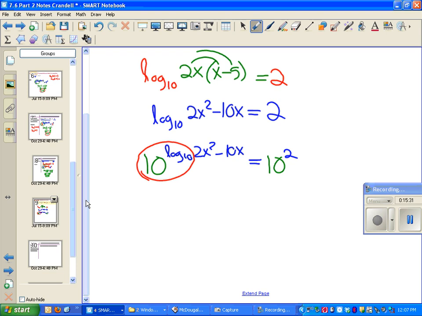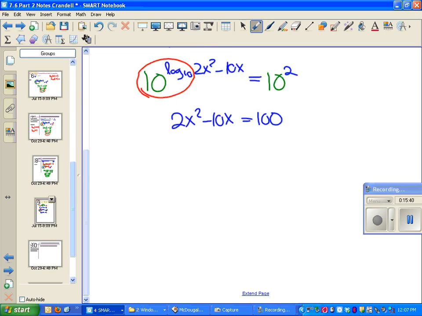So on this side, we get 2x squared minus 10x is equal to 100. All right, so now we just solve. It's a quadratic, so I want to move everything to one side. So I'm going to subtract 100 on both sides. So I have 2x squared minus 10x minus 100 is equal to 0.